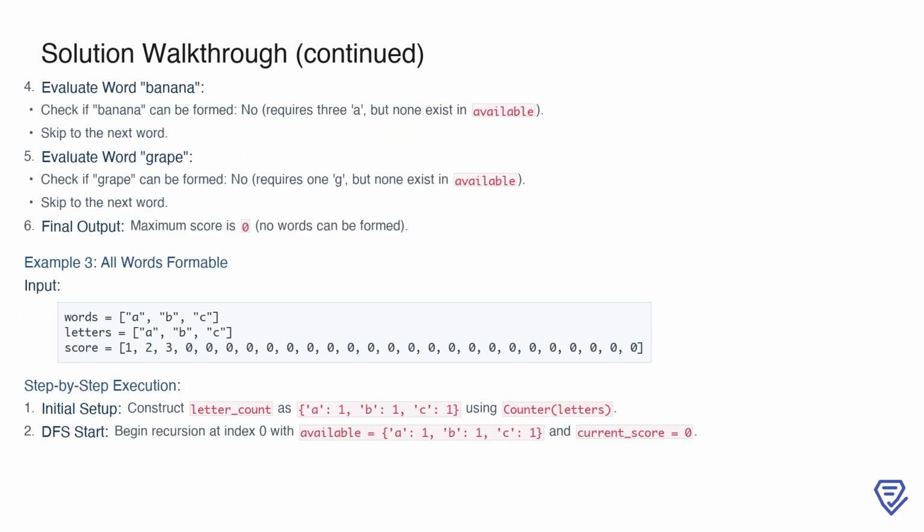Now, we look at an edge case where no valid words can be formed. The input includes the words apple, banana, and grape, but the available letters are only X, Y, and Z.